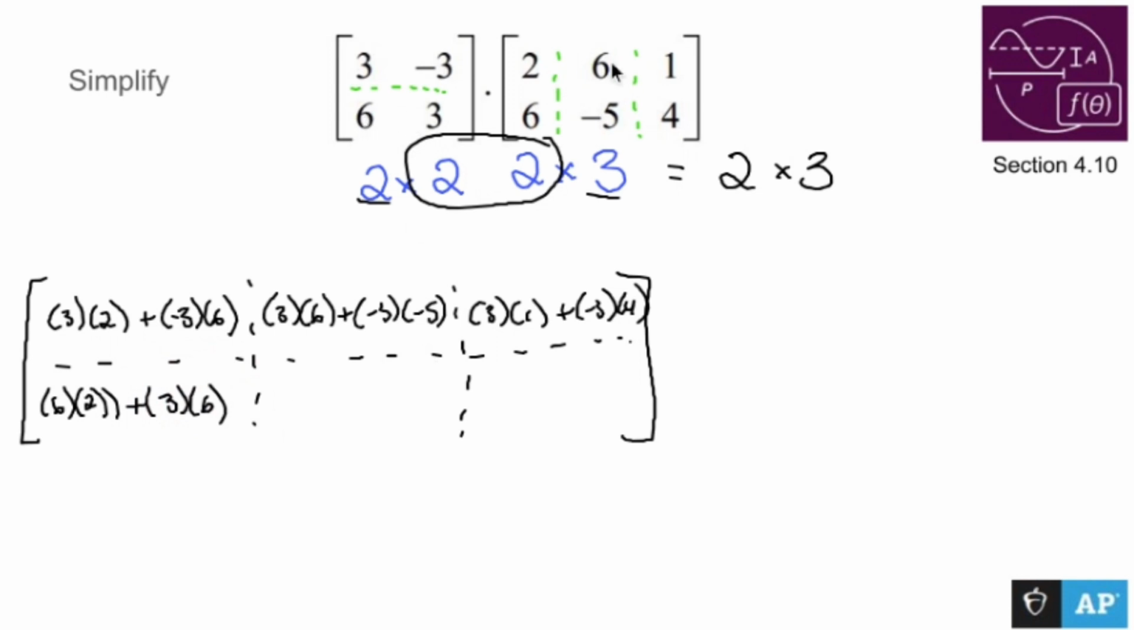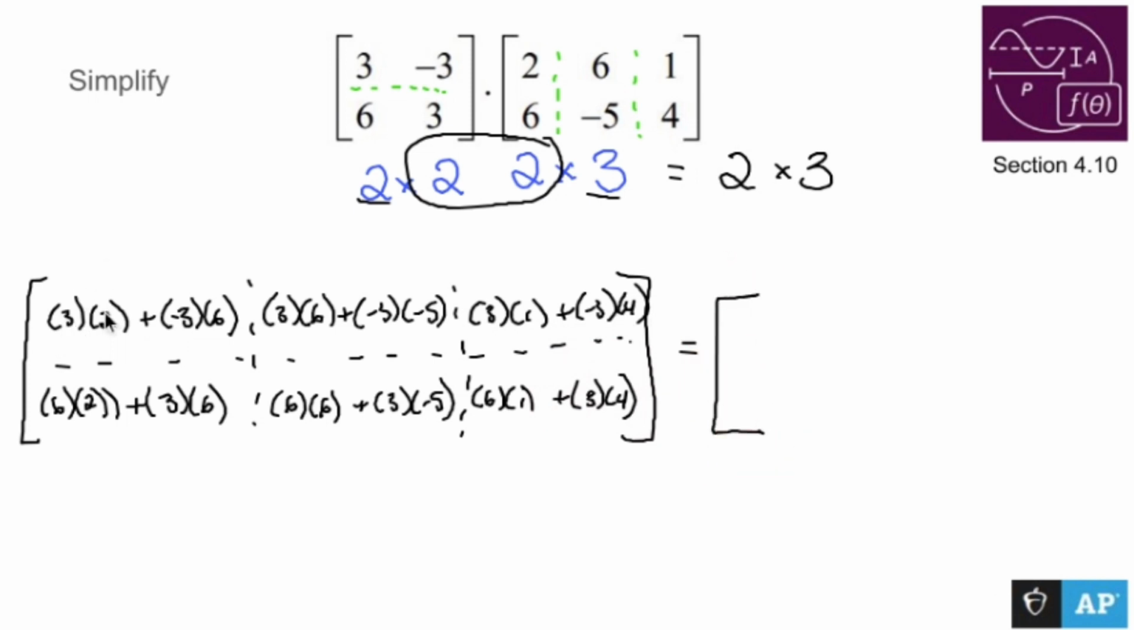Second row, second column, 6 times 6 plus 3 times negative 5. And then you have 6 times 1 plus 3 times 4. Okay, now it's just a matter of you doing some math and tons of it.